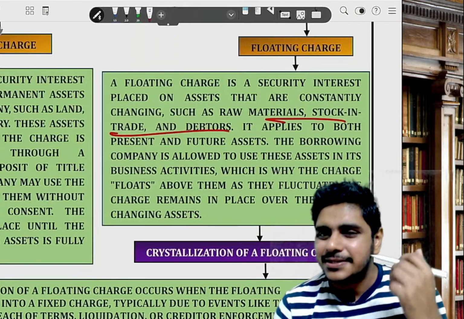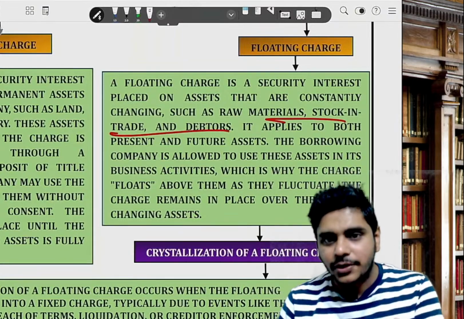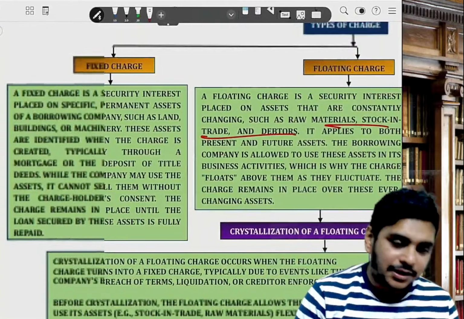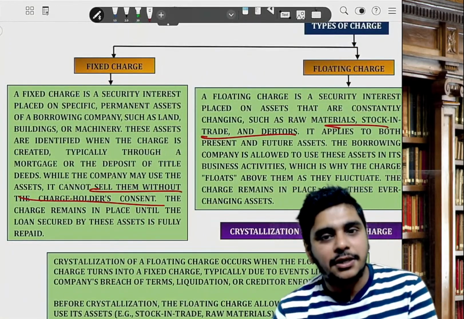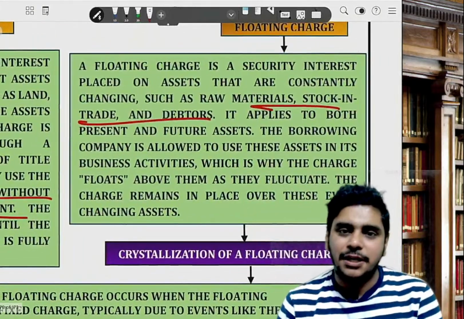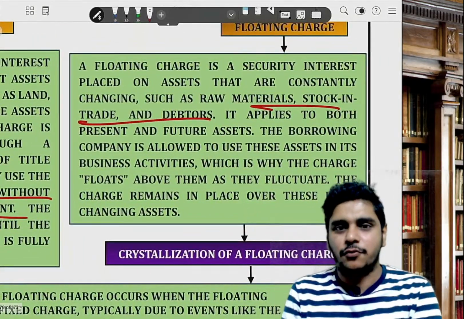Sir, can I sell this asset? Yes, sir, definitely you can sell. In fixed charge, can you sell it? No, sir. Without the permission of the charge holder, you can't sell it. But in a floating charge, sir, you can sell it. No permission is required. That's the essence of floating charge, right?